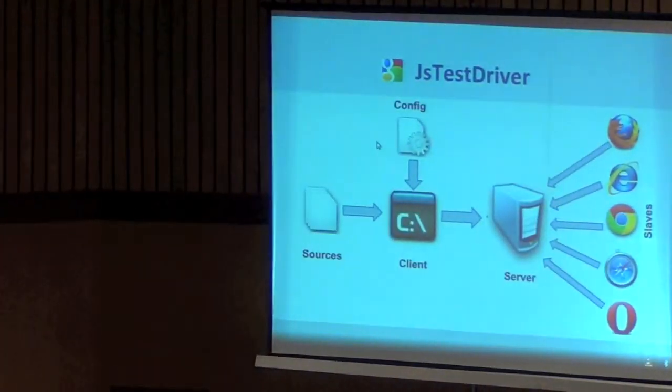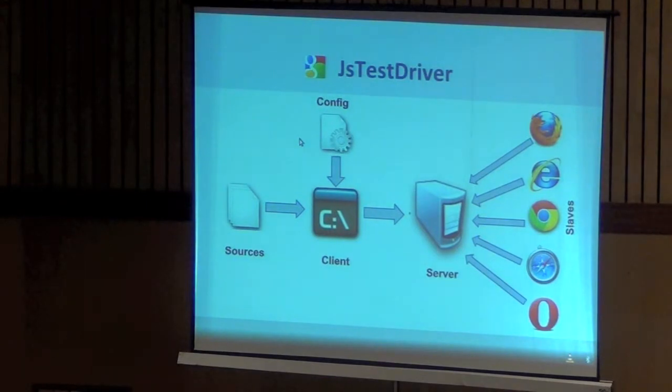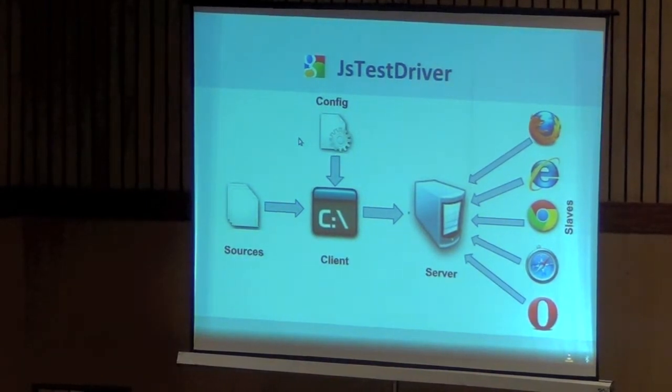And whenever you create a new slave, the server creates a new thread. That means the JS Test Driver server can listen to as many browsers as possible. So even from your mobile browsers, you can access that URL and start running tests on your mobile browsers too. So with parallel execution, that means you can also do the cross-browser thing.